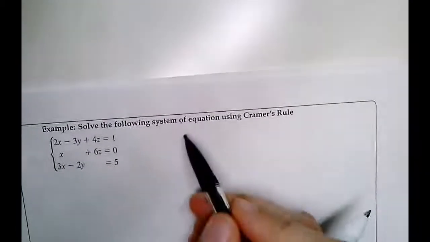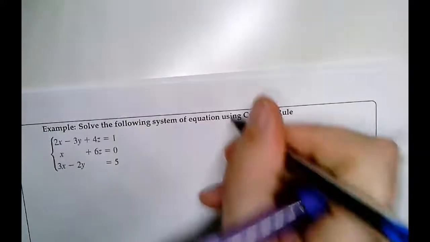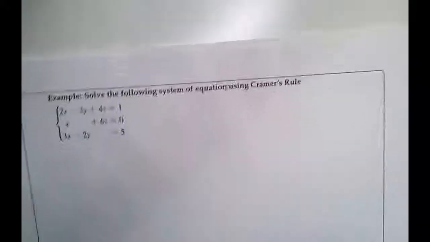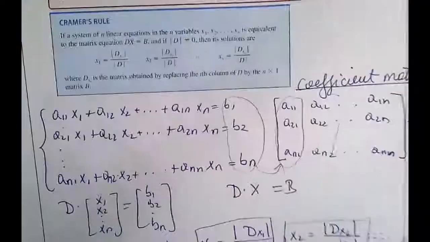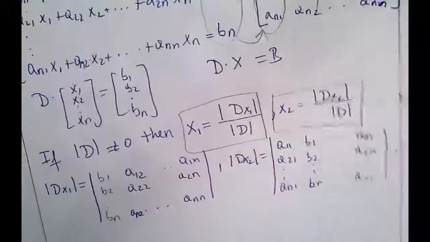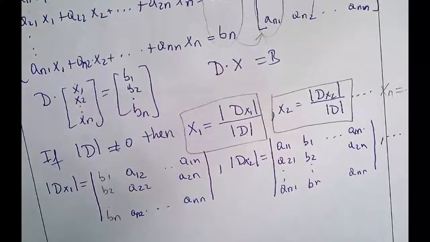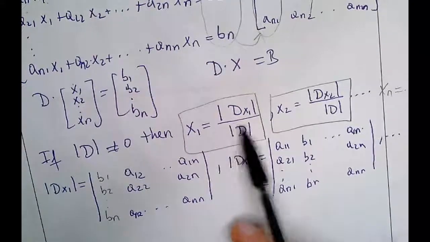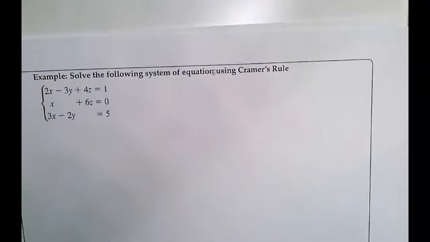So we are to solve this system of equations using Cramer's rule. First of all, Cramer's rule says that if the determinant of the coefficient matrix is not 0, then we can find x1, x2, and so on by calculating this determinant. So first we have to find the coefficient matrix D.